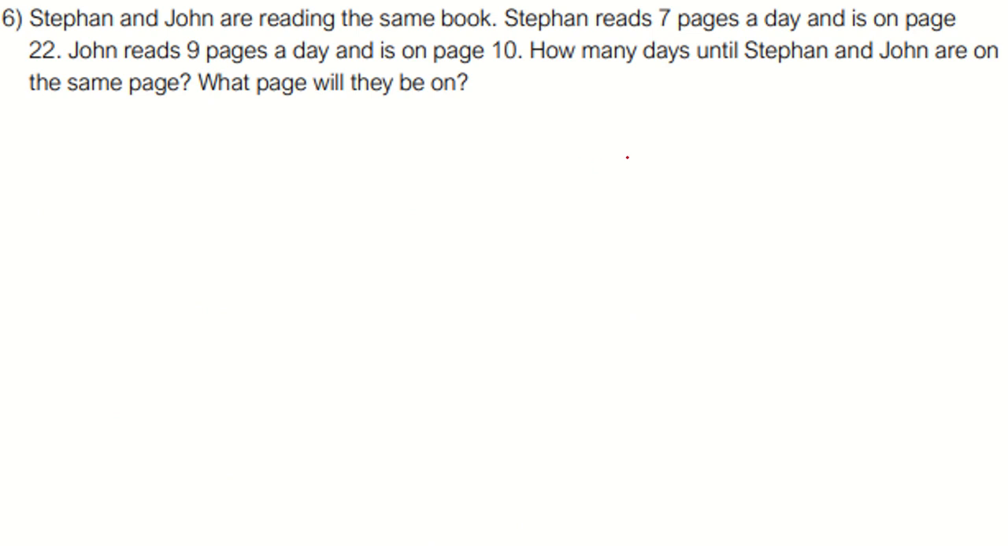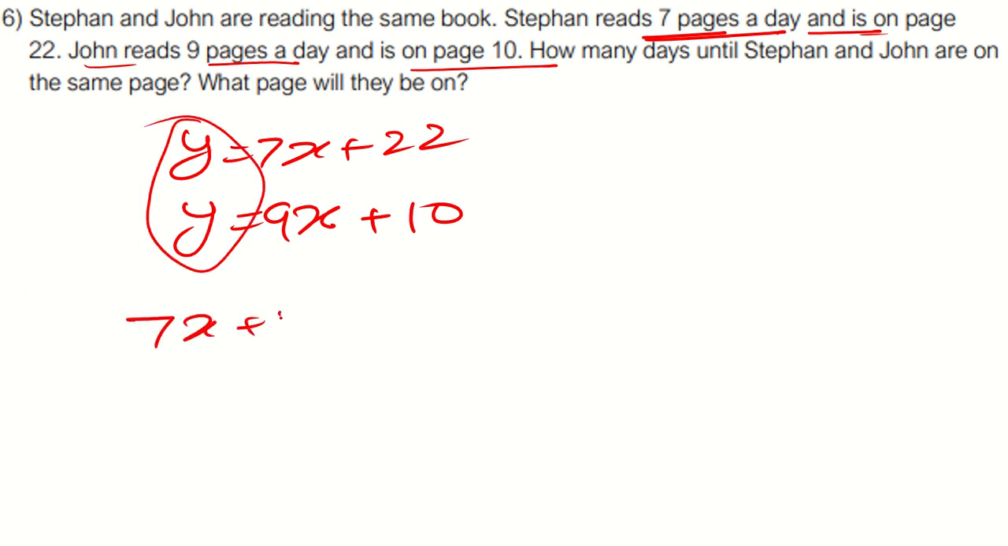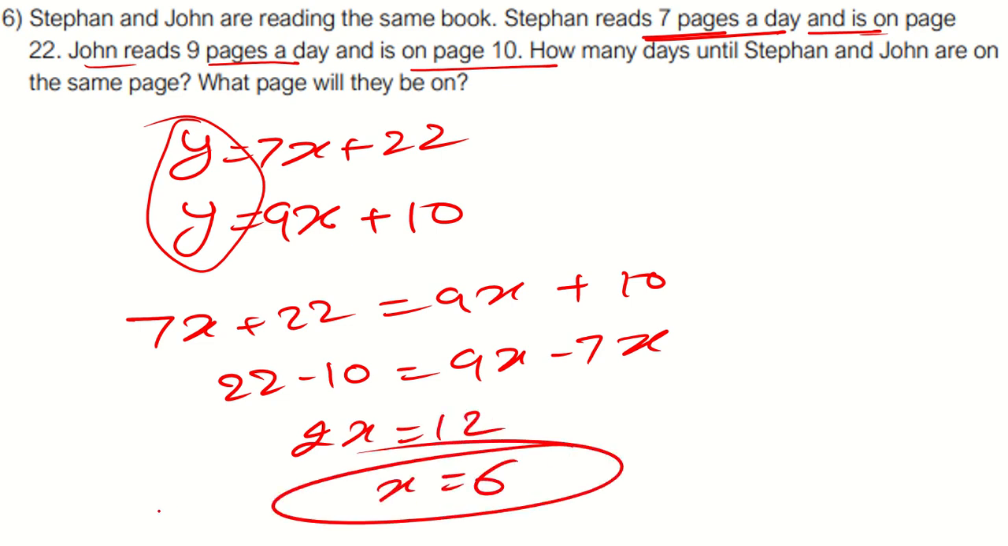Now Stephen and John are reading the same book. Stephen reads 7 pages a day and is on page number 22. See, each day means y is equal to 7x plus 22 because 22 is the initial value. John reads 9 pages a day and is on page number 10. So how many days until Stephen and John are on the same page? Same page means value of y should be same. So make them equal. 7x plus 22 is equal to 9x plus 10. So 22 minus 10 is equal to 9x minus 7x, means 2x is equal to 12, x is equal to 6. So just 6 days.